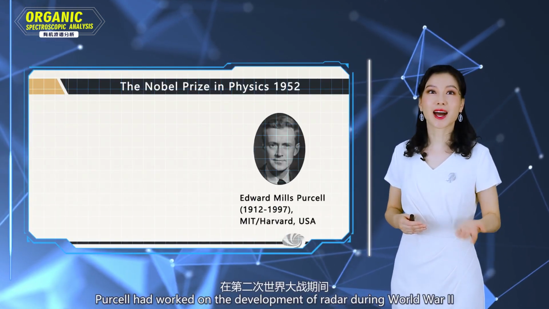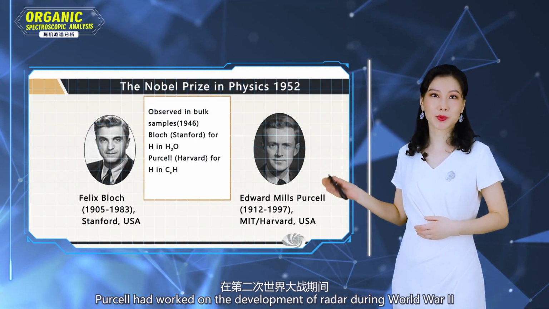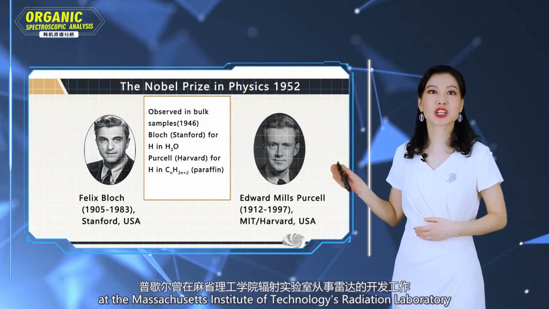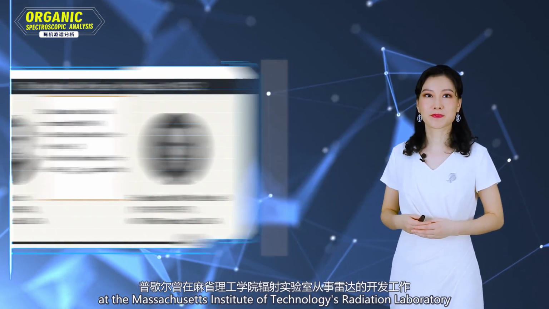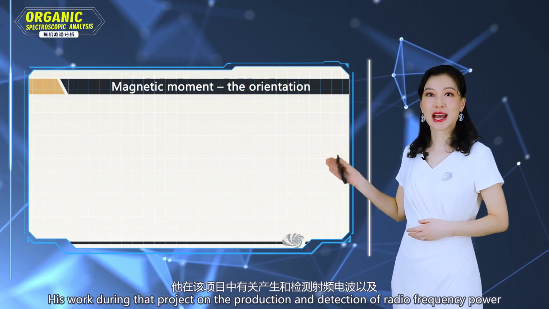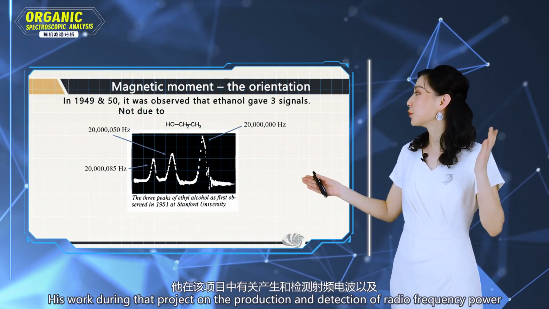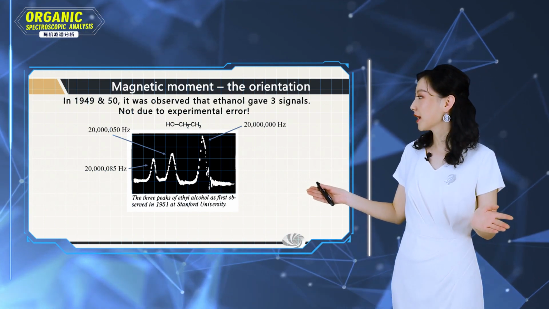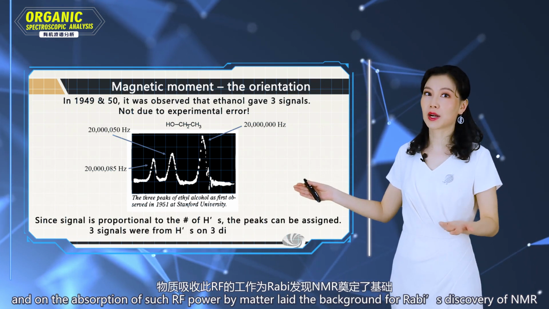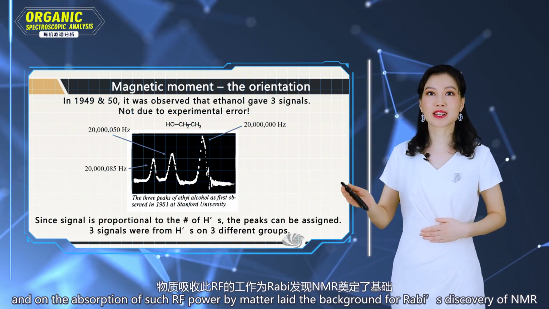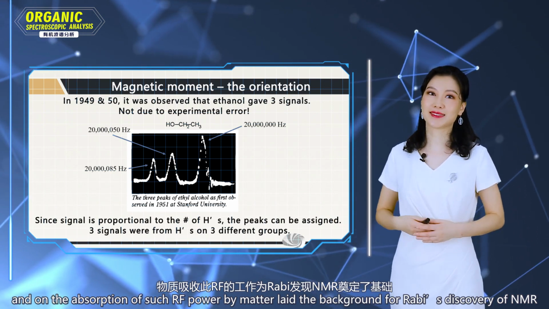Purcell had worked on the development of radar during the Second World War at the Massachusetts Institute of Technology Radiation Laboratory. His work during that project on the production and detection of radio frequency power and on the absorption of such RF power by matter laid the background for the discovery of NMR.